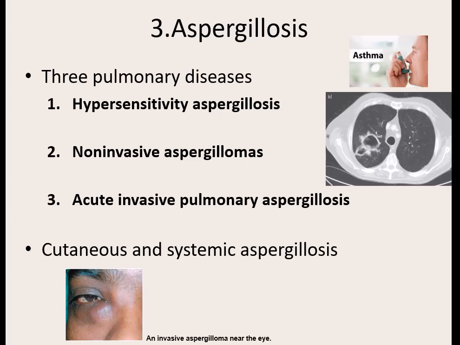Non-invasive aspergillomas means this particular fungus has gotten into the lungs and it is causing lung infections. And they will actually form in these little clumps. They're called aspergillomas. But they'll grow in these little clumps. And they usually follow a TB infection.